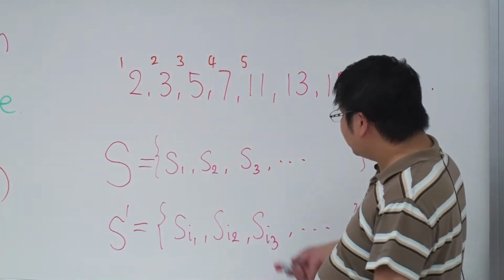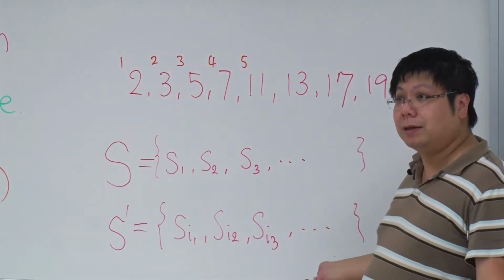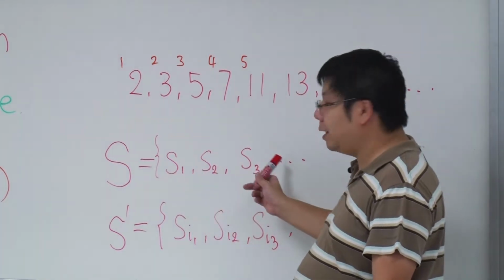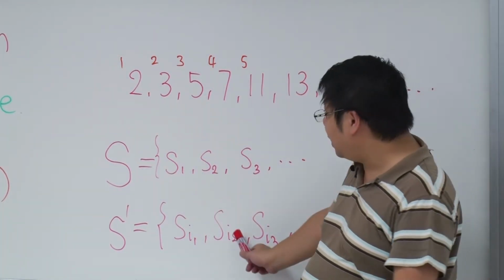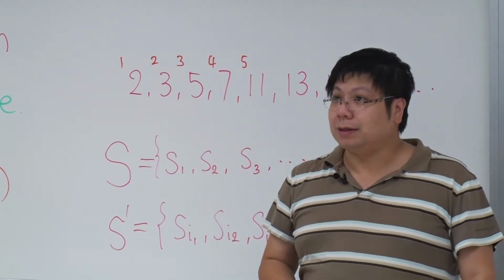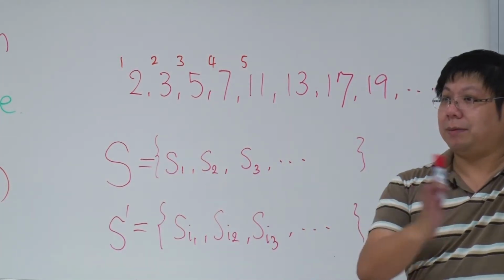So eventually, if we can list out all the items here, then we must be able to list out all the items here. Is that okay? Okay? If we can list out a certain item here in the K step, we must be listing out that item here in S prime in less than or equal to K steps. Is that okay? Yeah, because some of them are missing. So we may list them out earlier.